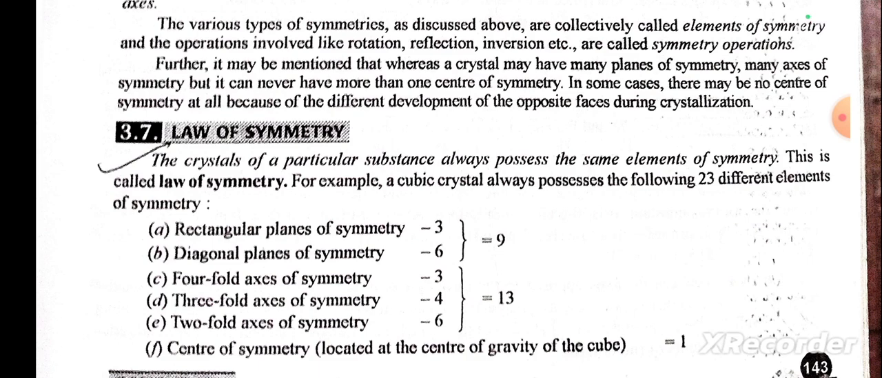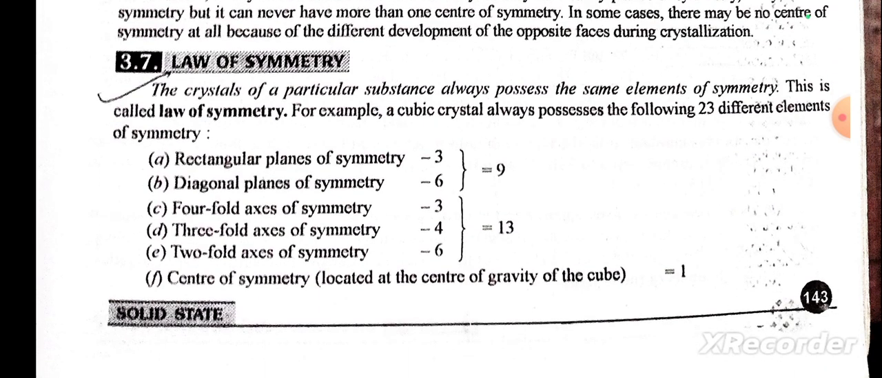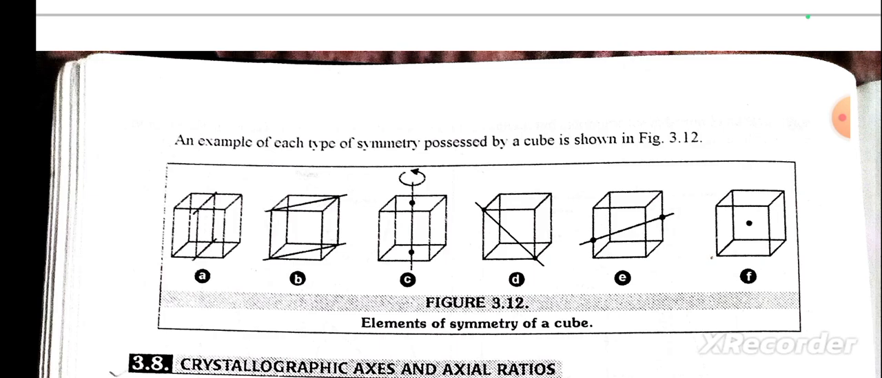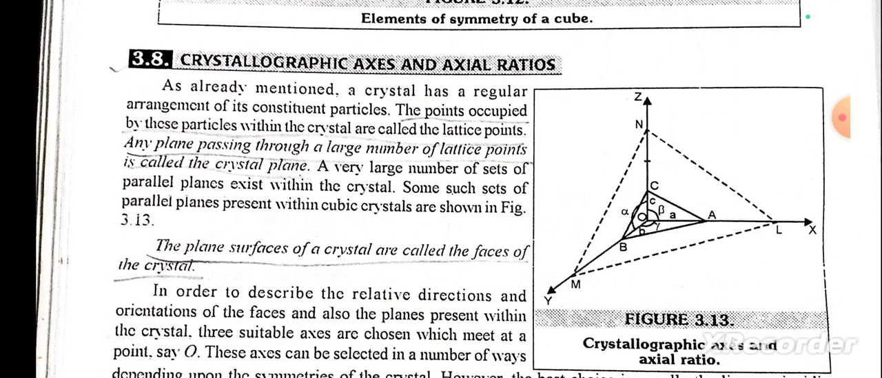For example, a cubic crystal always possesses 23 different types of elements of symmetry. First, A is rectangular plane symmetry, B is diagonal plane symmetry, which is of 6 types. The four-fold axis of symmetry is 3 types, the three-fold axis of symmetry is 4 types, and the two-fold axis of symmetry is 6. The center of symmetry is 1. An example of each type of symmetry possessed by the cube is shown in figure 3.12.